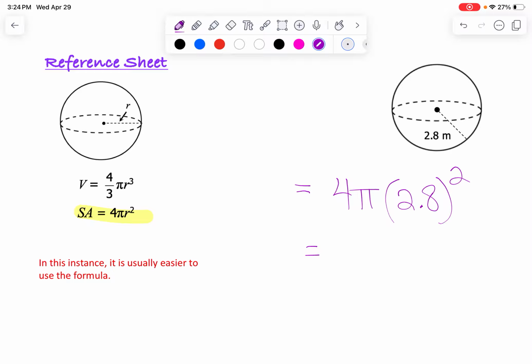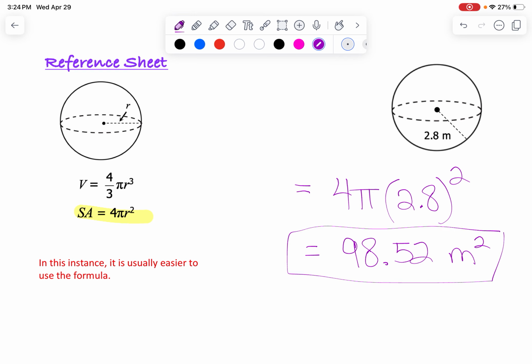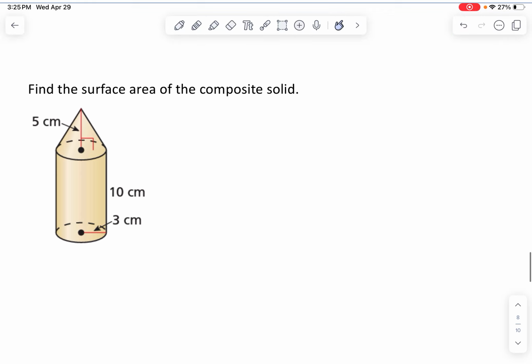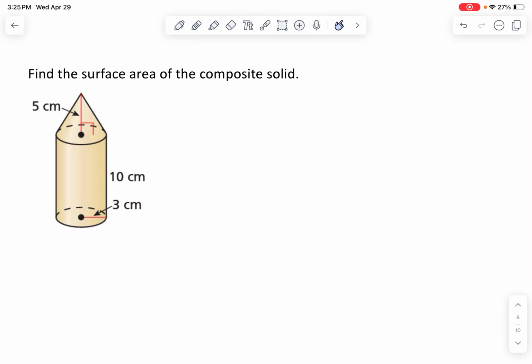So I got 98.52, and then square meters. Okay. So that's the surface area of that sphere right there. All right. Hopefully that makes sense, but now I want to try a composite surface area 1.